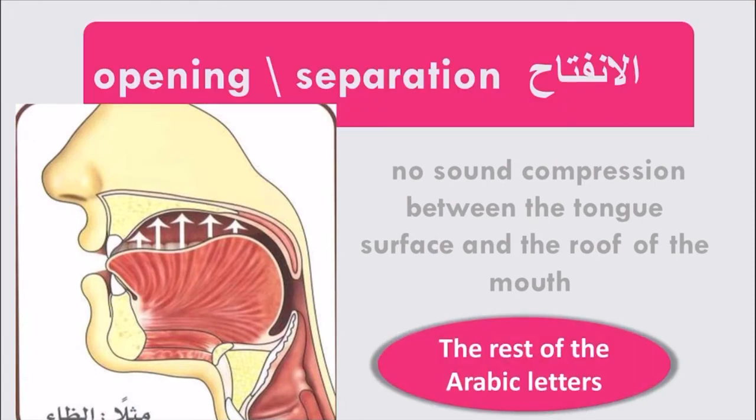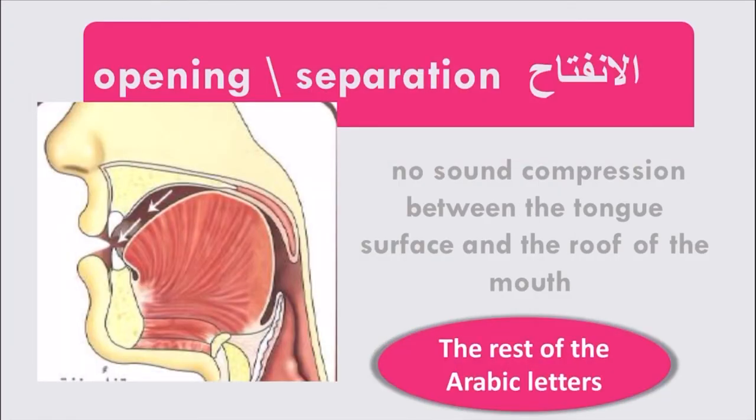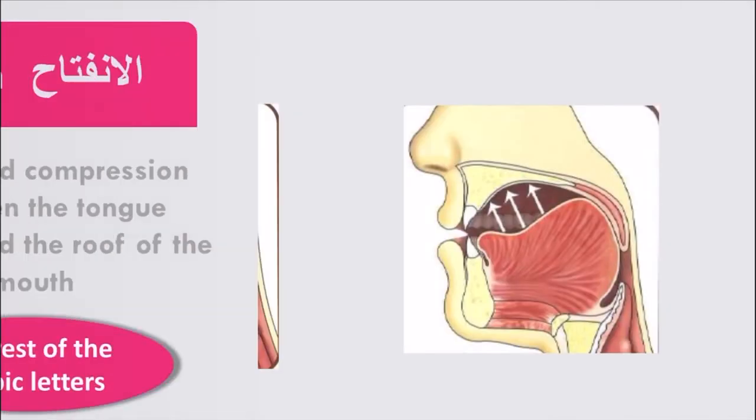Okay, its opposite is the openness. If we need to talk about the openness, or al-infitah, it is its opposite. So no sound compression between the roof of the mouth and the surface of the tongue, and it is for all the Arabic letters that are not صاد, ضاد, طاء, and ظاء.